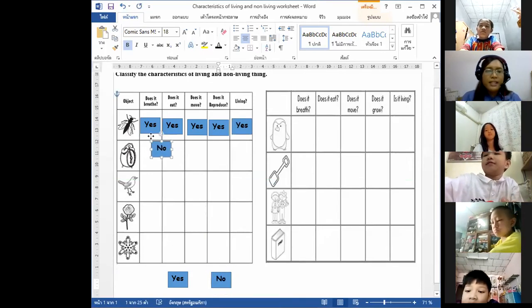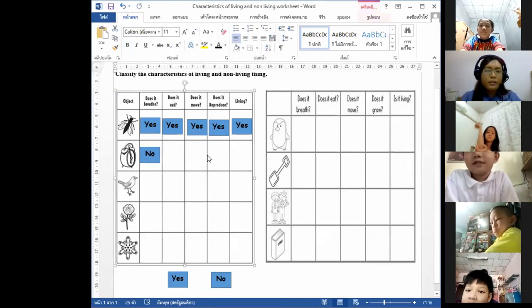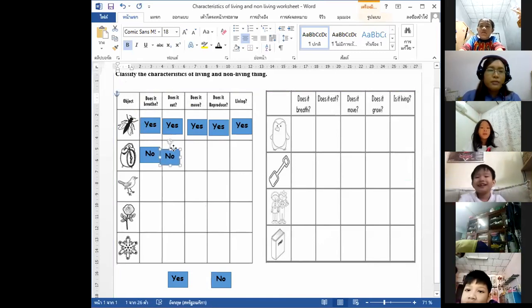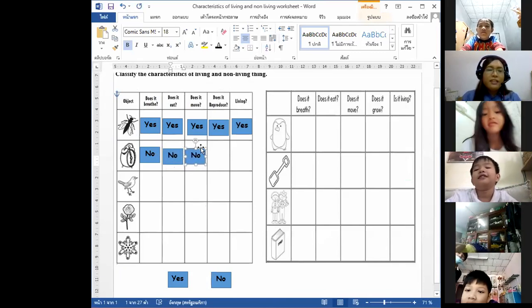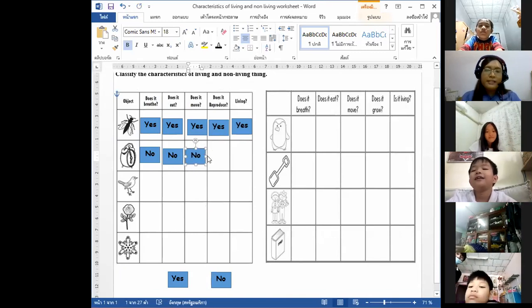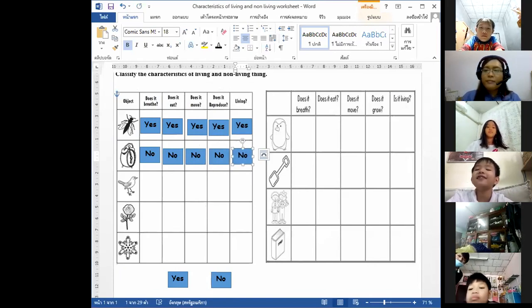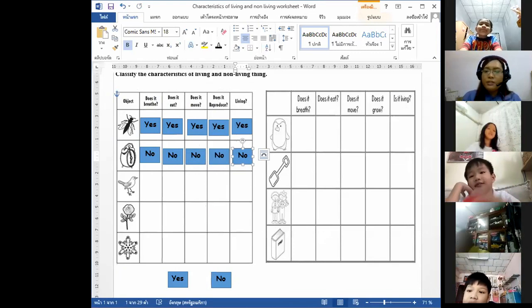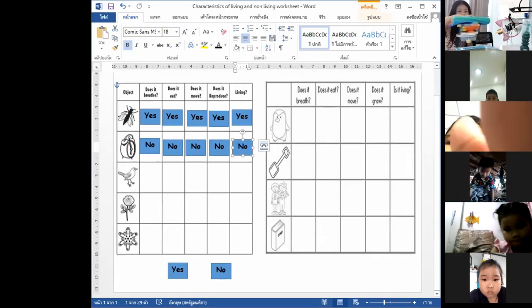And does it eat? No. Okay, very good. Does it move? No. Does it reproduce? No. So alarm clock is no, and it's also not a living thing. Okay, good job. Everything is no. All right, let's proceed to, I want to hear Atom. Atom, turn on your microphone, please.